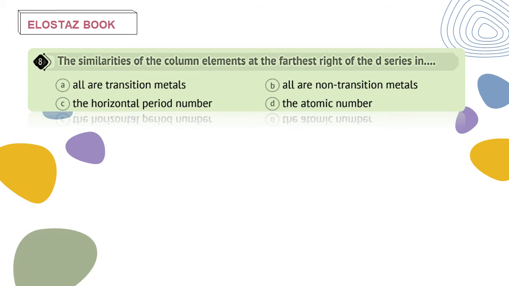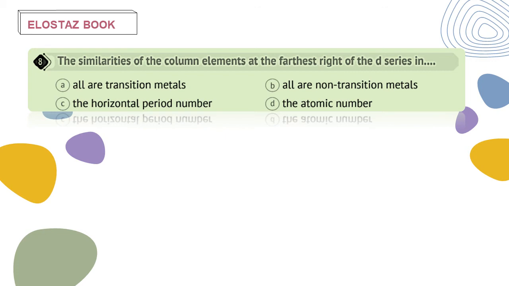Do you think that? Okay. The similarities between the farthest right and the D series here: all are non-transition metals. The column element at the farthest right side means that they are not transition elements. Okay, we have here the horizontal period number, no, and the atomic number also no.